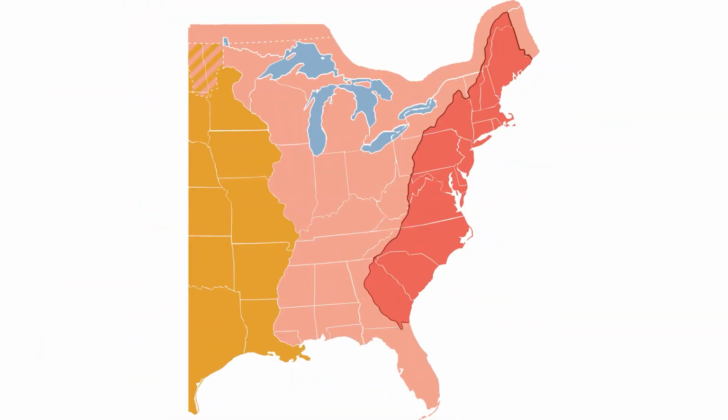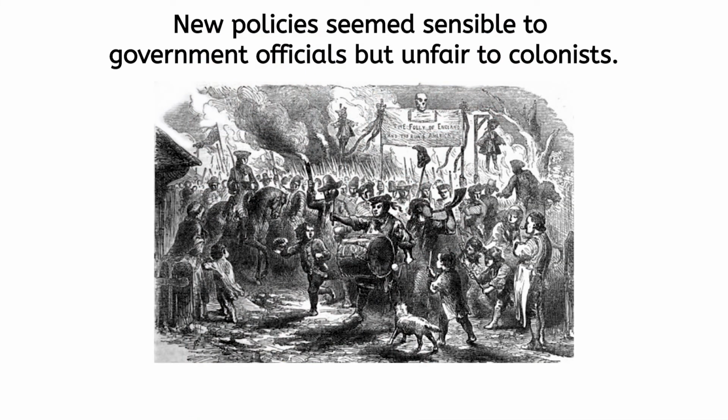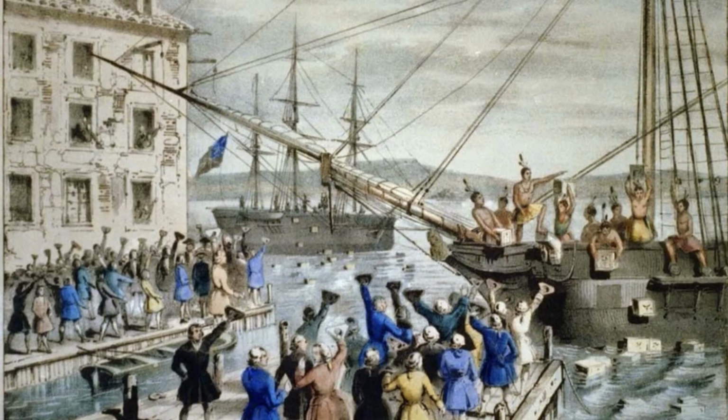The Proclamation of 1763 marked the beginning of many new policies made by the king and Parliament. They seemed sensible to government officials, but unfair to the colonists. As we move forward, we'll take a close look at British policies and American colonists' reaction to them.